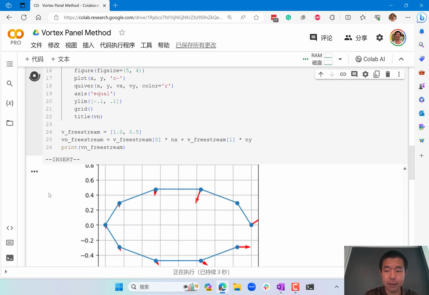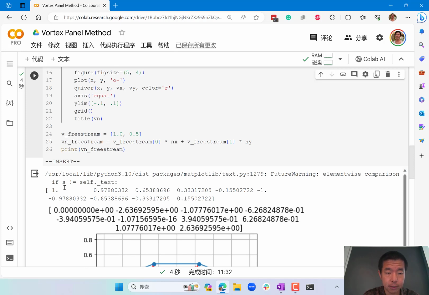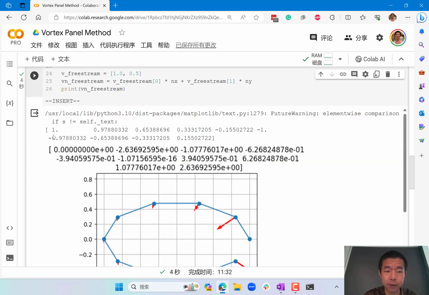So here you see the normal velocity of the free stream, the normal direction, is equal to 1 at the trailing edge and minus 1 at the leading edge, and it's like that. Make sense? Yeah? I'm confused about what your unknowns are. So your unknowns are the circulations of each vortex, and also the induced flow on each vortex, right?